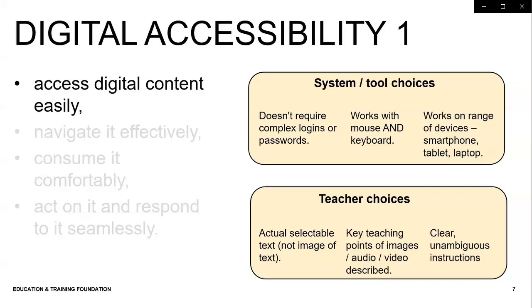But your teacher choices are really important. So make sure you're not just scanning a photocopy as a picture and putting it online. Make sure what goes online is editable text. That's very important if people are screen reader users or if people need text to speech. Make sure that key points are described in audio or video. If there's a YouTube video that's 50 minutes long and there's no captions with it, at least make sure that you put some notes alongside it: the key points in this are X, Y, Z. Make sure instructions are clear and unambiguous. So that's that part of making sure they can access digital content easily.